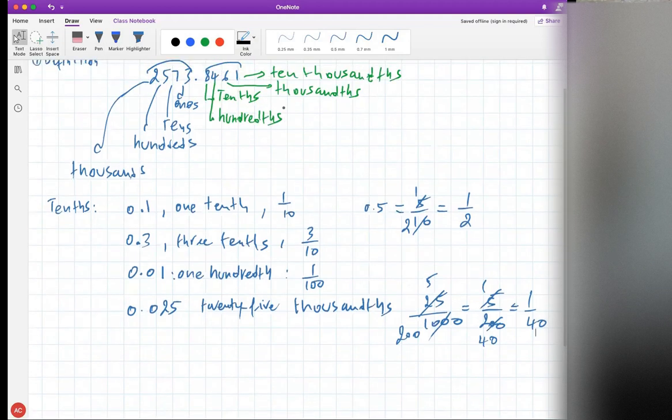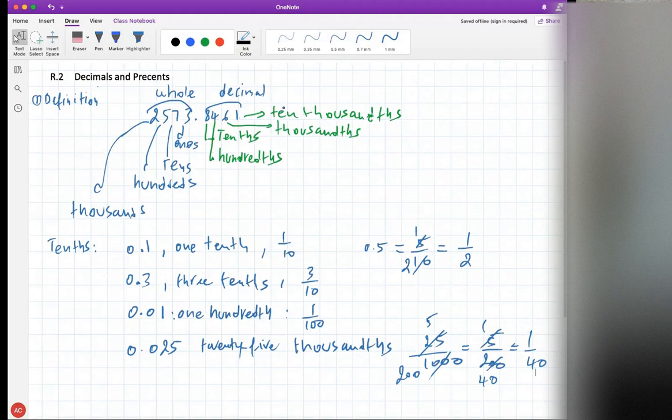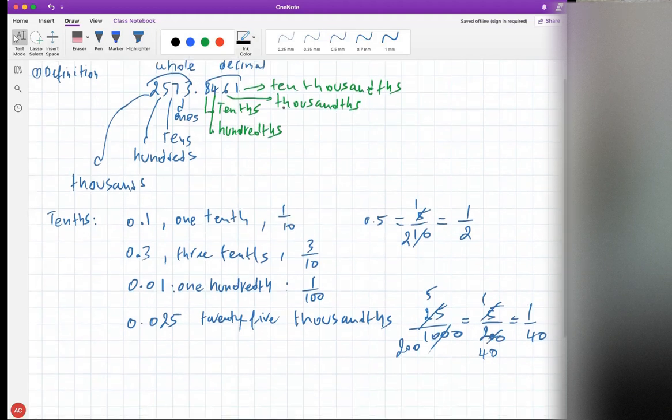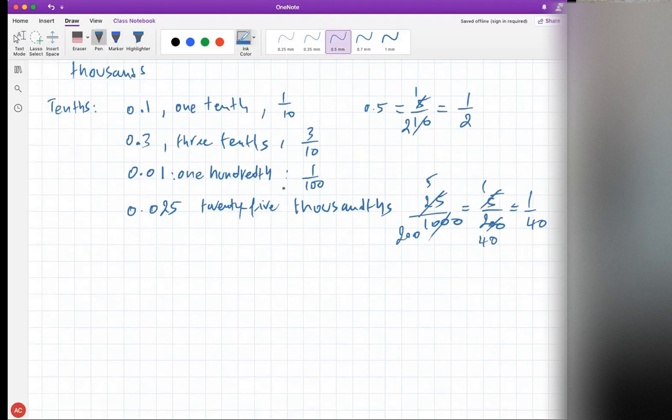What else? Let me give another example here. Let's say 0.25. What is this as a fraction? 25/100. So this is 25 hundredths, which means 25 out of 100. And you can reduce this into smallest form by 5 or by 25. 25 goes into 25 once, and into 100 four times. So it's 1/4.